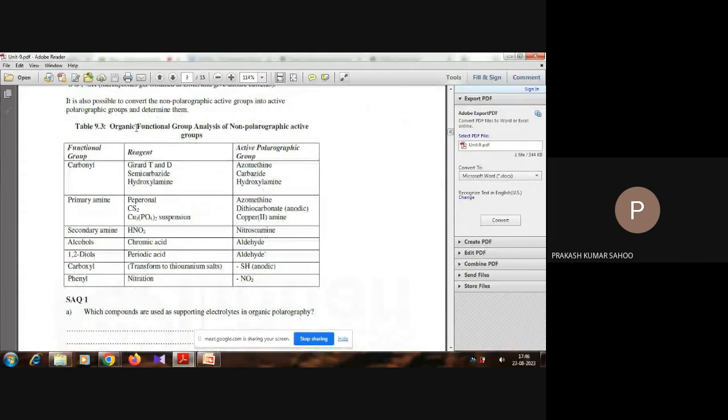Then we have some organic groups for analysis of non-polarographic active groups such as carbonyl. The reagents are Girard T and D, semicarbazide, hydroxylamine. Then what are the active groups? The azomethine, carbazide, hydroxylamine, such as this. So we have two types of functional groups, which are polarographically active and polarographically inactive groups. Okay.